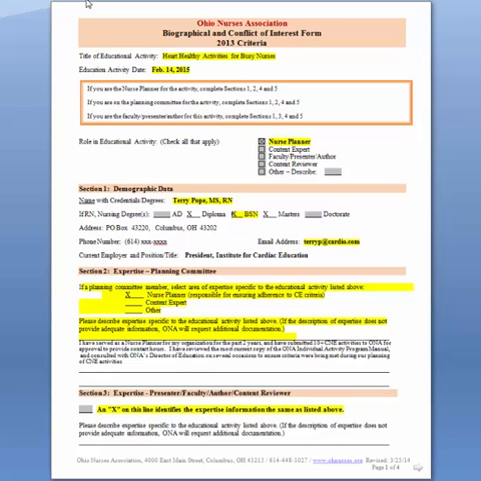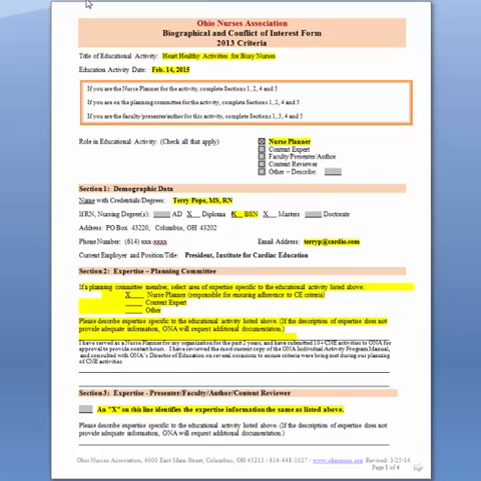Section 1, demographic data, outlines the name and credentials of the person this biographical form supports. As a nurse planner, it's key that RN credentials are listed there, and that we can ensure that nurse planners have a minimum of a BSN requirement. Include all the information related to address, phone number, email contacts, and employer for that nurse planner.